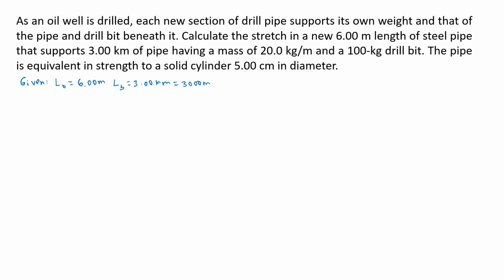We also know the length density, that's to mean mass per unit length. So the pipes have a mass of 20.0 kilogram per meter. So if you multiply the length by this density, we get the mass of each one. So 20.0 kilograms per meter. And there is a drill bit. Let's represent it by mass of drill bit, mB, 100 kilograms.